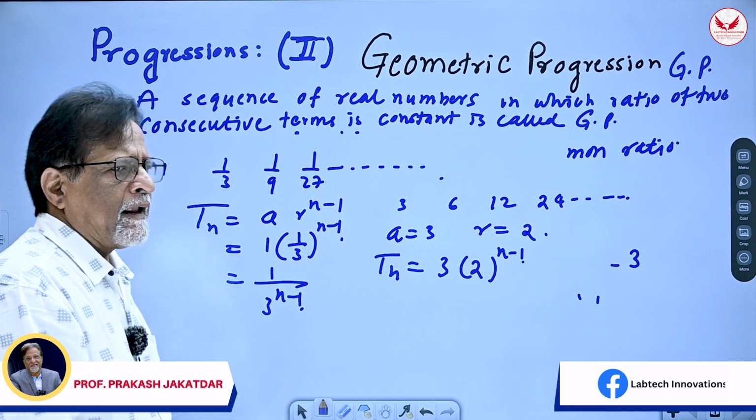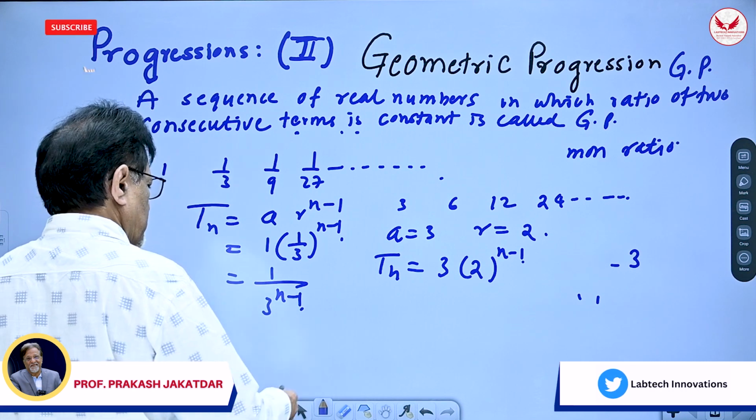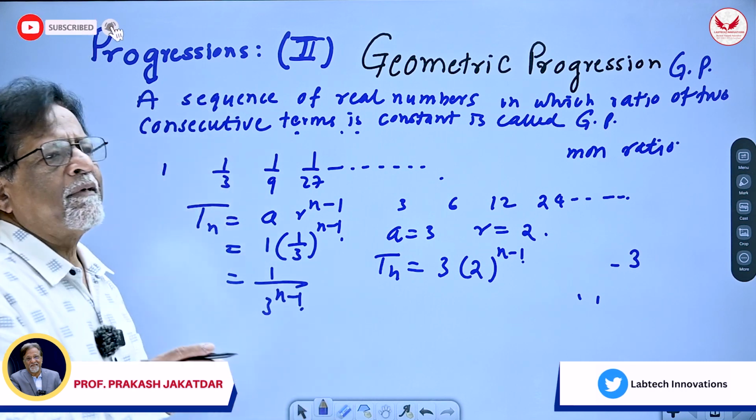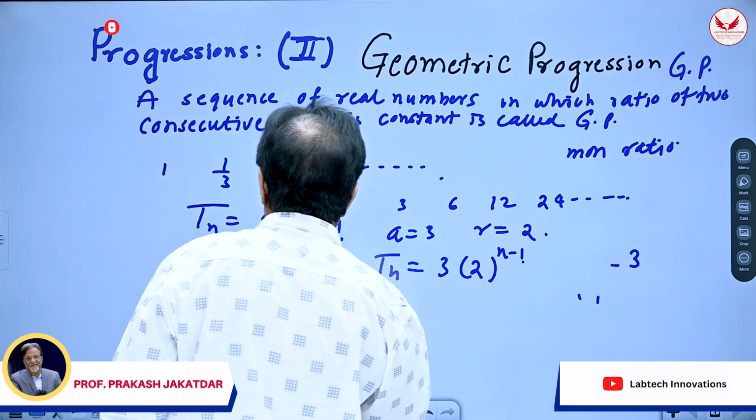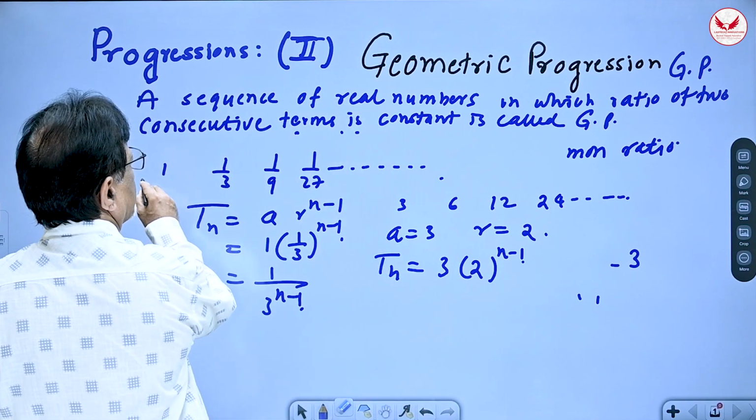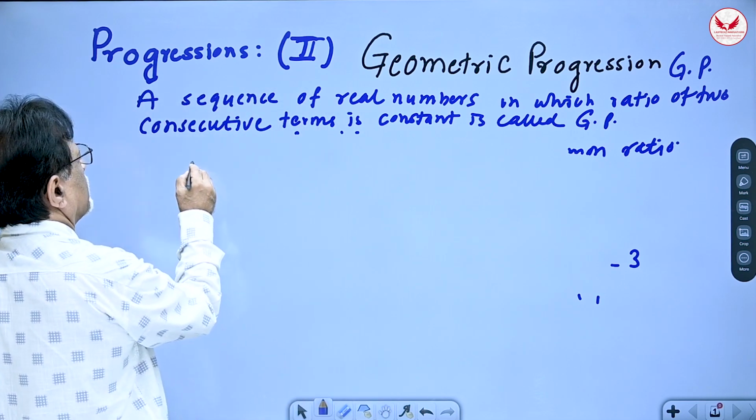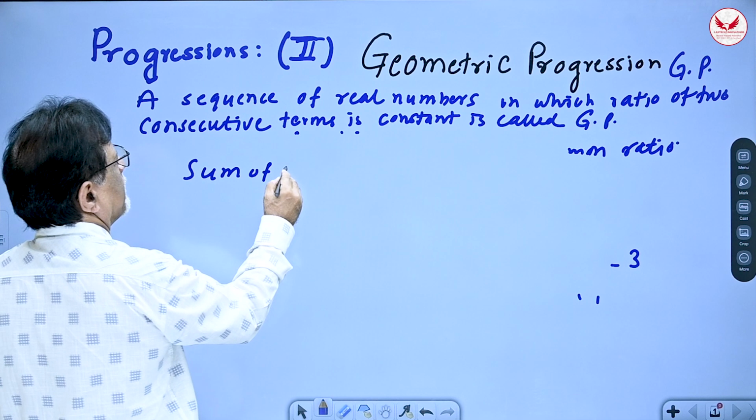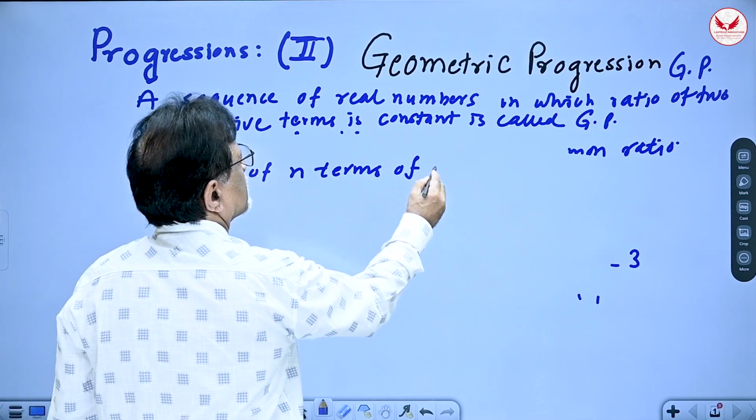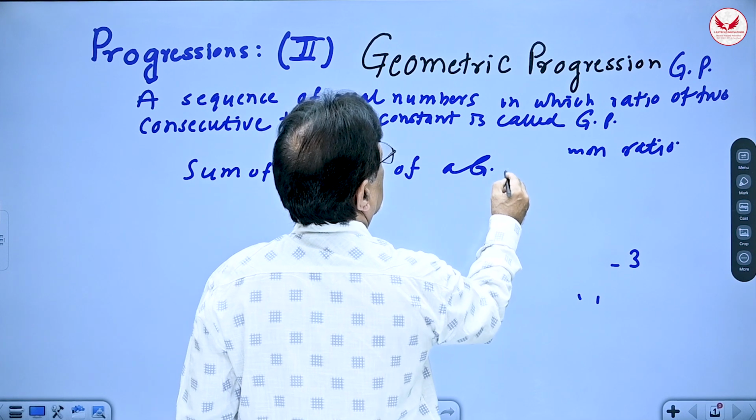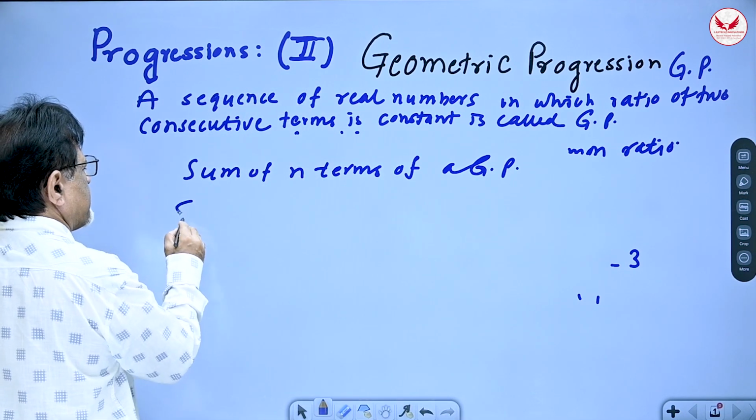As I did last time also, I immediately want to create a series out of it. So what is a series? I am adding the terms of a GP. So what is the formula for the sum of n terms of a GP? Now that's very interesting. I want to find out Sn.